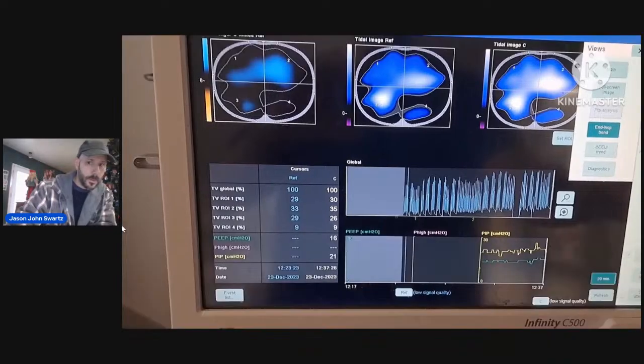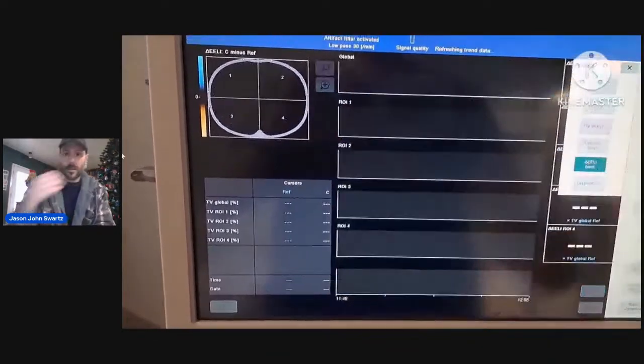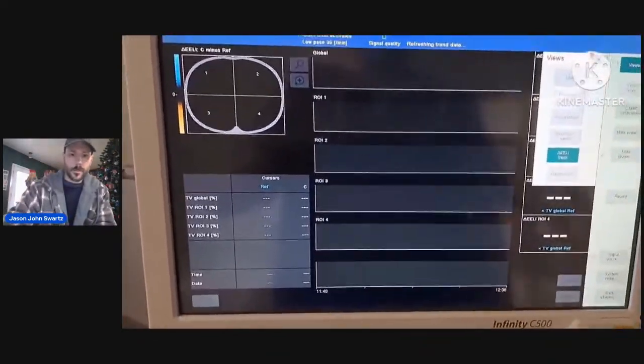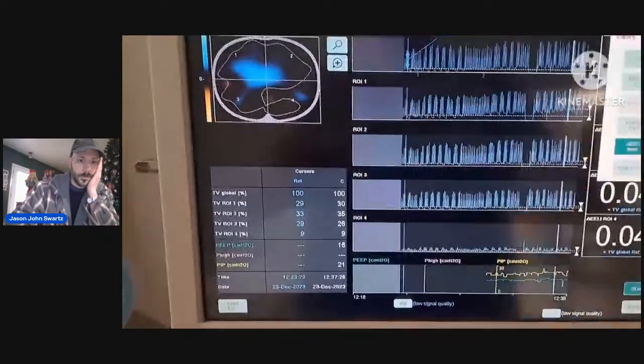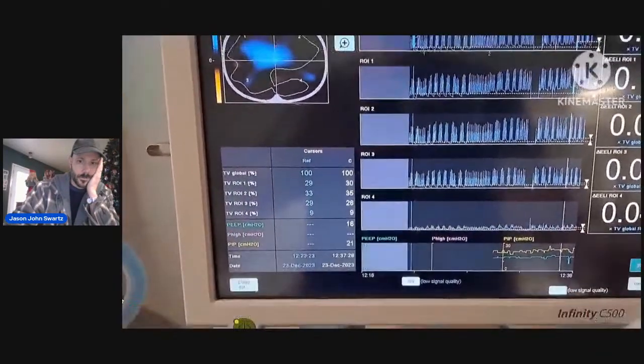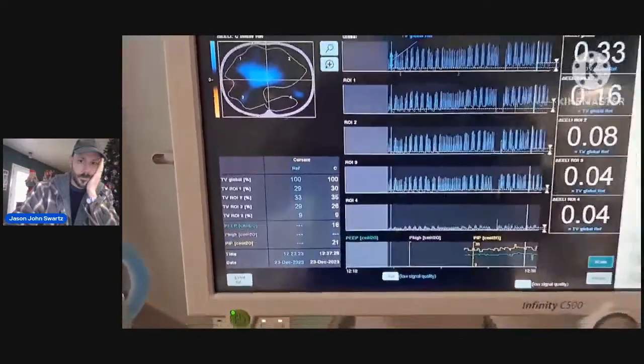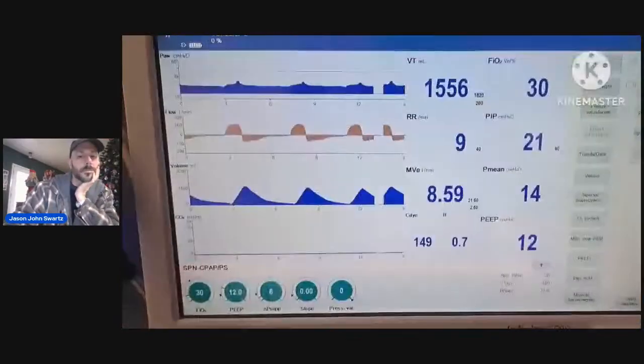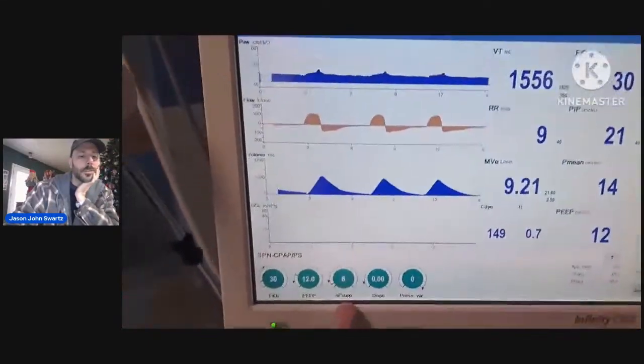This region is non-recruitable. We can also look at the regions of interest over here to see if there's any significant increase. Impedance levels are very low, so nothing special happening there either. Now I'm going to start going back down.